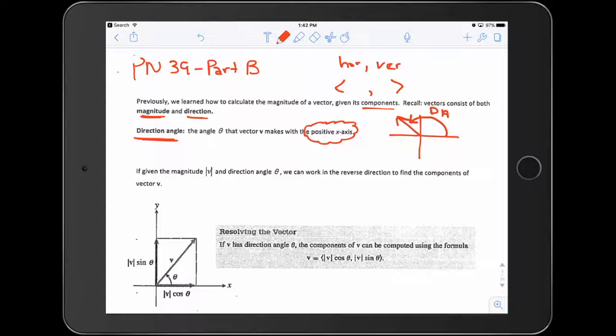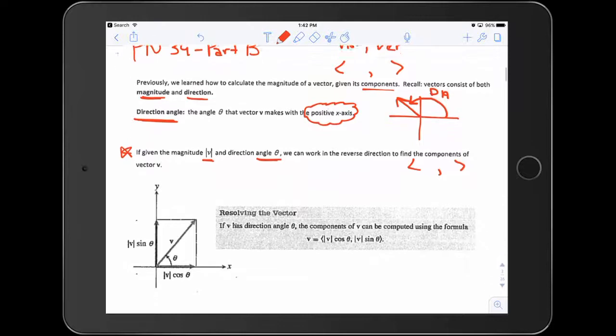Now, it says if given the magnitude, notice the notation, magnitude of vector v, and the direction angle theta, we can work in reverse to find the component vector. And remember, the component vector is this thing. So if you're given the magnitude and direction, you can then find the component vector or vice versa.